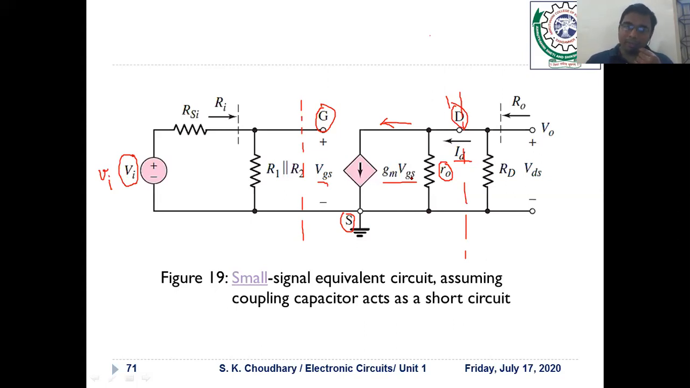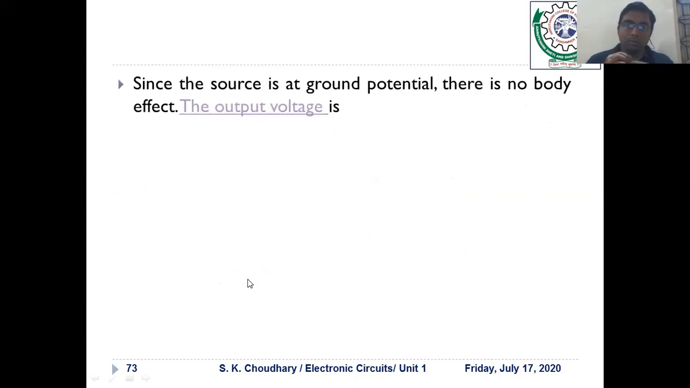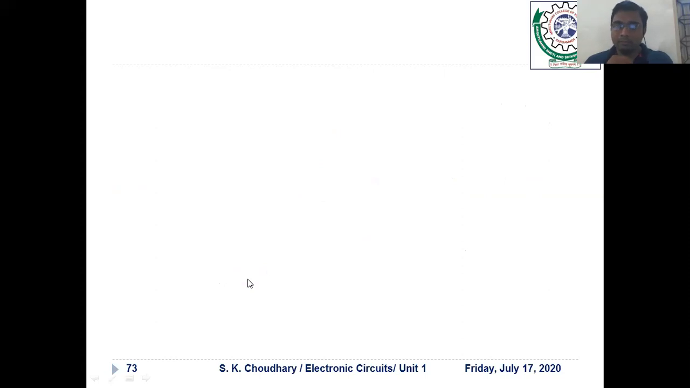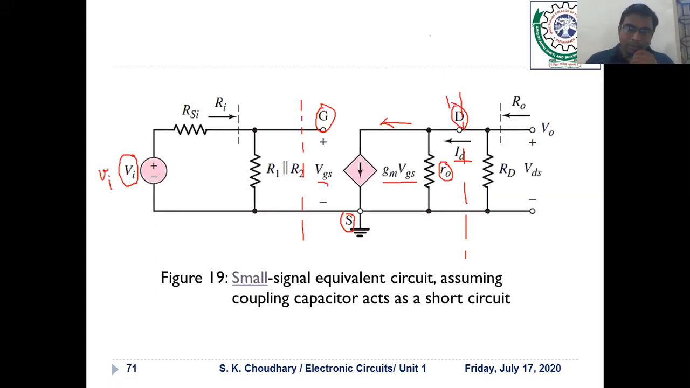So what are the circuit components? If you look at the circuit diagram, the circuit components are your biasing resistor, starting from the VDD and ending at the source. We have represented it as a single resistance, with the value R1 parallel R2. It comes from the gate terminal and ends at the source terminal, the ground terminal.